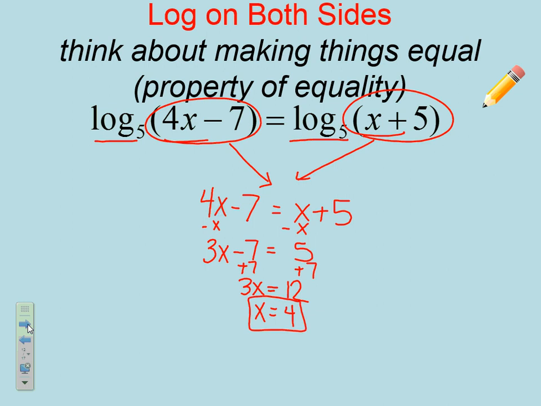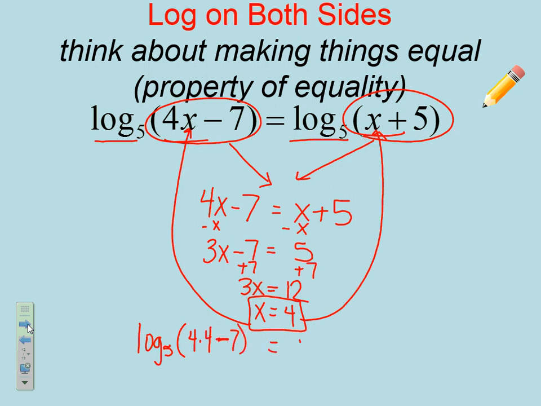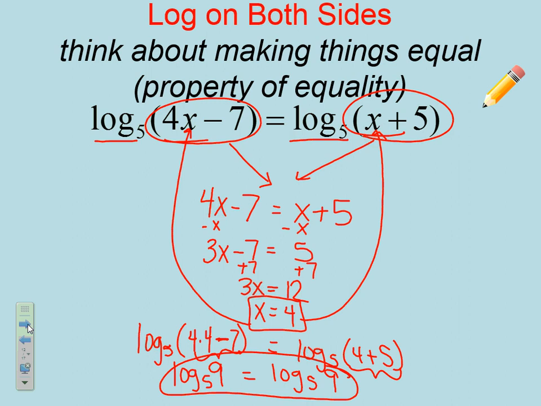That means if I take this value 4 and plug it in there and there, both sides should be the same thing. On this side, I'd get log base 5 of 4 times 4 minus 7, and on the other side, log base 5 of 4 plus 5. Notice if we calculate what's in those parentheses, 16 minus 7 is 9. This side is log base 5 of 9 equals log base 5 of, what's 4 plus 5? That's right, it's 9. So those two are in fact equal. It checks. That's what we're trying to do, find that x value that makes it equal.